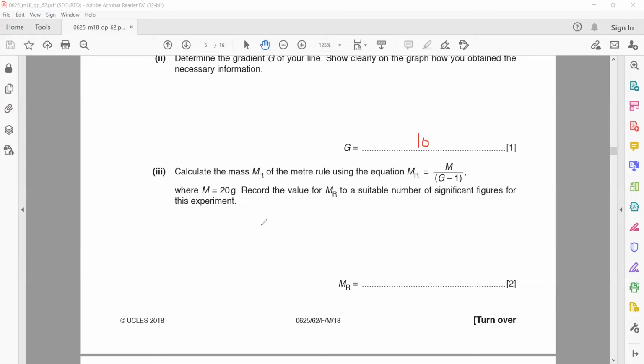So you have to use this formula: MR, the mass of the meter rule, is equal to m divided by (g minus 1). So that is 20 divided by (10 minus 1), which will be equal to 20 divided by 9. You will get the answer for the meter rule. But this is not the right answer, it's just that I took a gradient value of 10. According to your gradient, you will write the answer here.